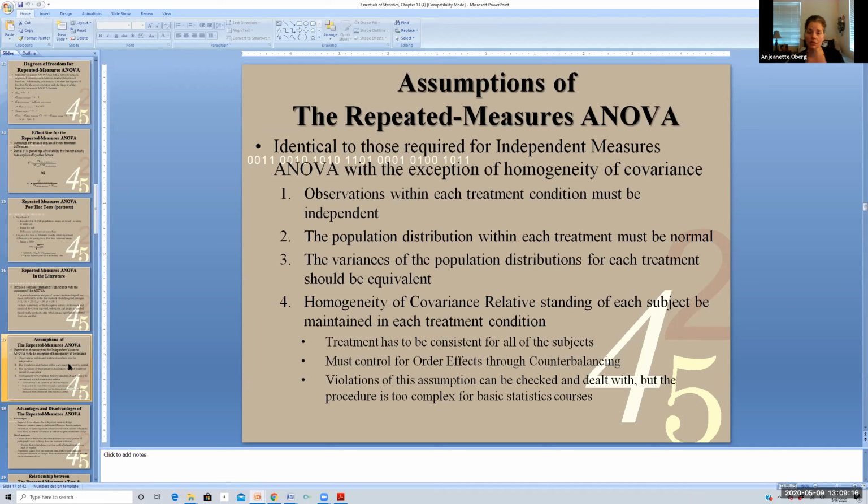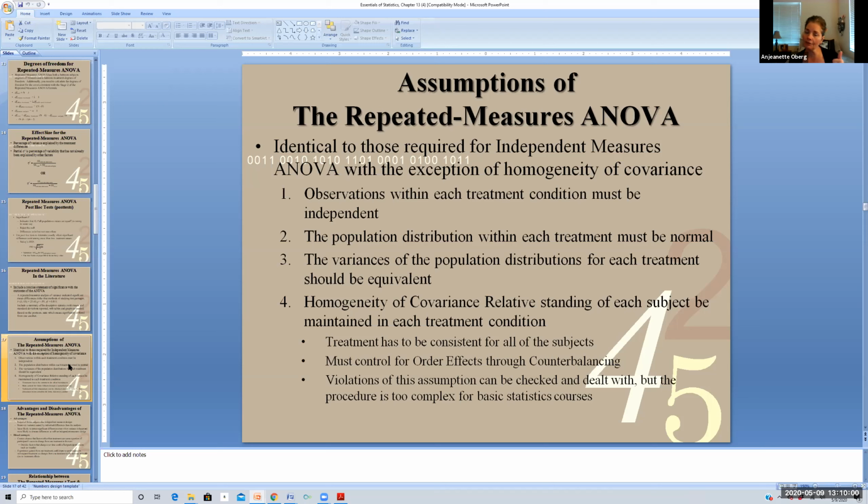Okay. So in terms of the assumptions, if you recall, they are the criteria that have to be met in order to accurately and validly interpret the results of this statistical significance test. If we're violating these assumptions, then we can also question whether it makes sense to use this technique or not, okay? And so our assumptions are consistent regardless of whether it's an independent measures or repeated measures analysis. The only difference is the homogeneity of covariance, and we'll talk about that in a second.